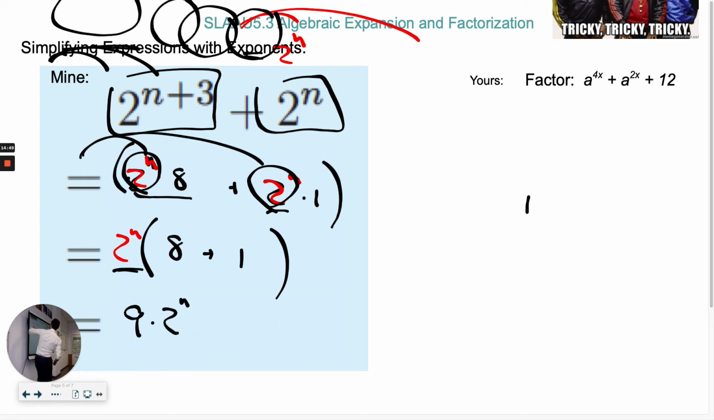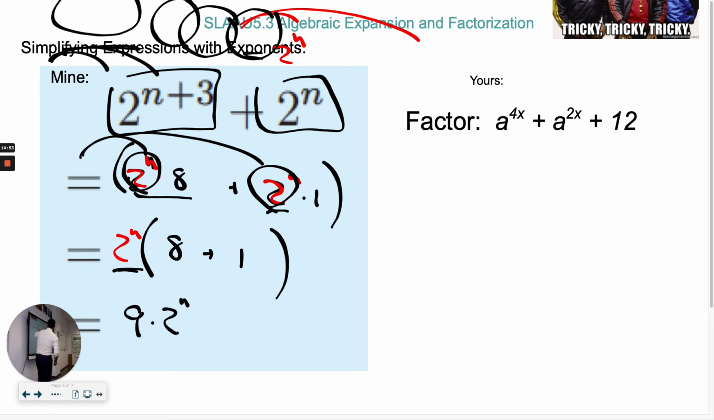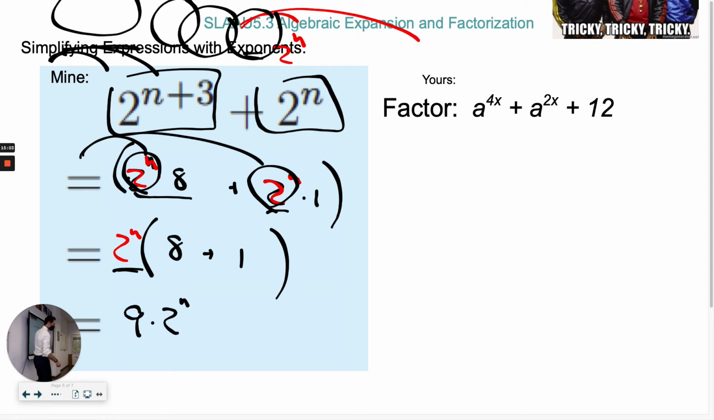Neat, that's mine. You try this one. See if you can factor that. Think about looking at this one through a little bit of a different lens. Use your intuition about what tricks might be up.